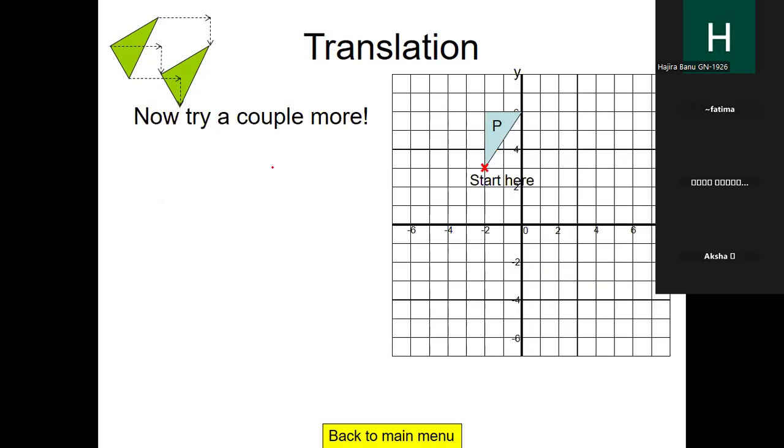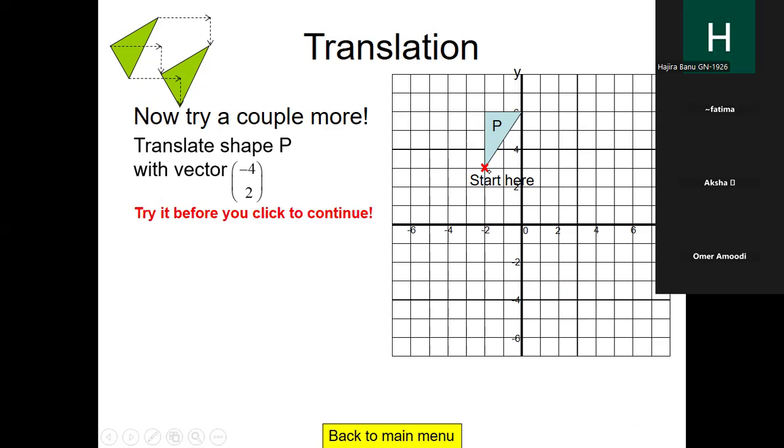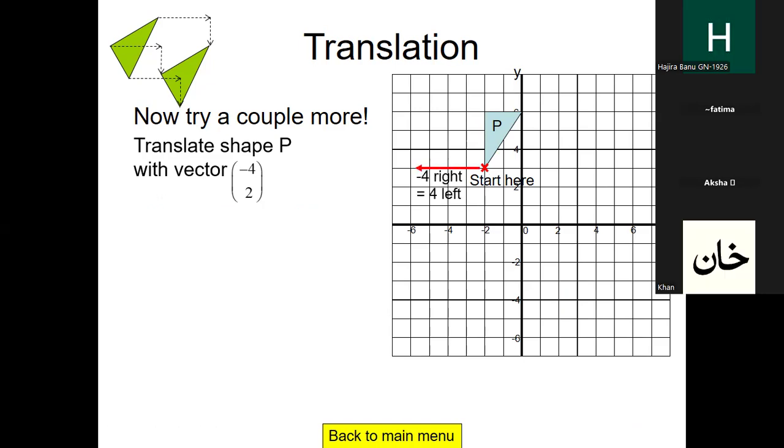Again, let's see one more question here. This is the point, and then when you mark first, then you look for the vector. What is the vector? Minus 4, 2. Minus 4 means you will be moving towards left. How many? 4 positions left. And then 2 means up or down. Here, because it is positive 2, it will be up. So you will be moving 2 up. And then you mark the new corner.